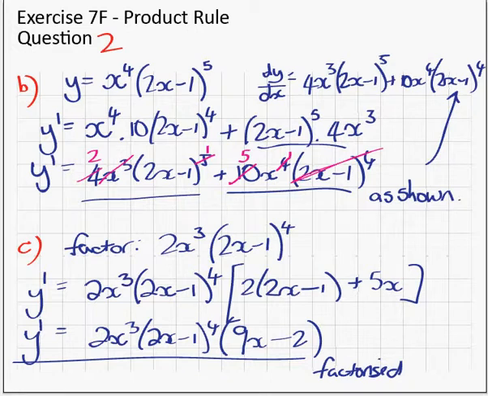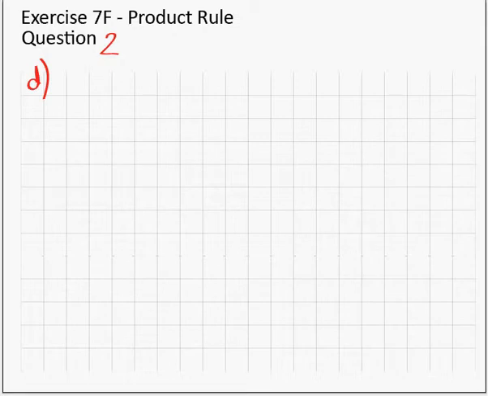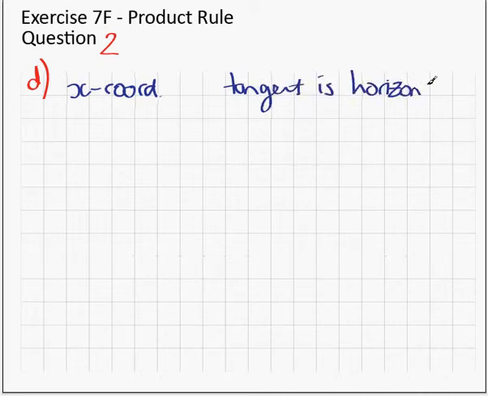The last bit says, hence find the x coordinates of the points on the curve where the tangent is horizontal. These words come up a lot in questions. What this means, if we just draw a quick sketch here, is that here would be a tangent. What we want to find is a place where the tangent is in fact horizontal, which is in this direction here.